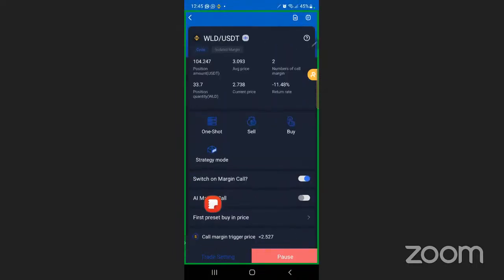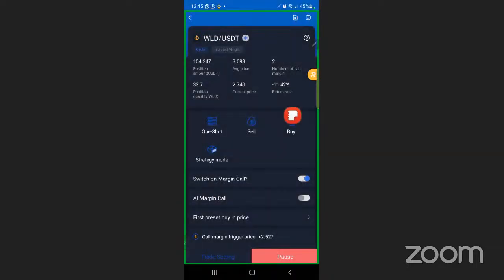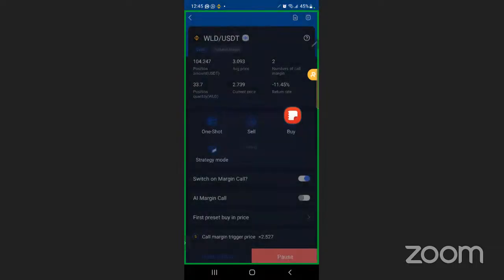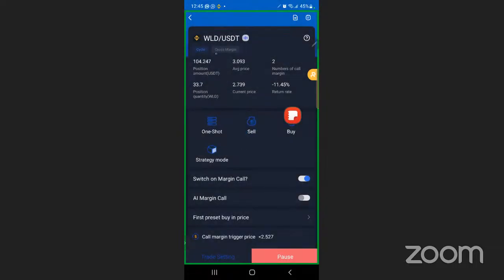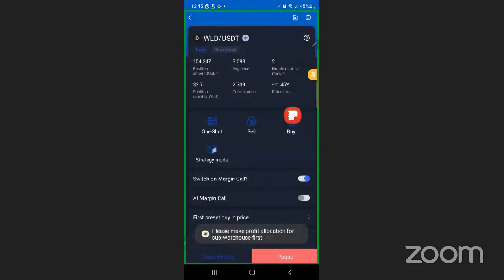Tap confirm. Now, when you choose sub-bin real-time settlement and confirm, here up near the word WLD, or for example, near the name of the coin, you'll see isolated profit. If you choose whole warehouse and confirm, it will change to cross margin. If you go back to sub-bin real-time, it has showed me take more profit allocation for sub warehouse first.